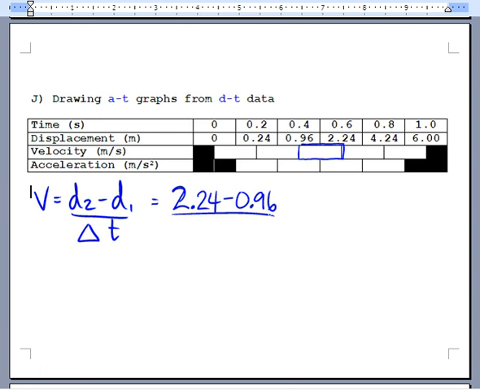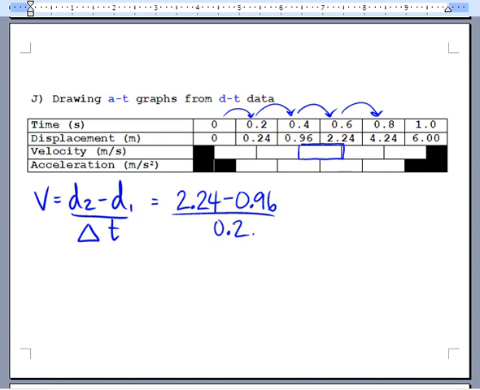Now sometimes students get confused because this box is actually straddling two time values, and they get stuck. They go, do we use 0.6 or do we use 0.4? And the answer is you actually don't use either of those. We want delta t, the change in time. And you can see on this table that as we jump from one time value to the next, we're going up by 0.2. So your delta t for every calculation is simply 0.2.